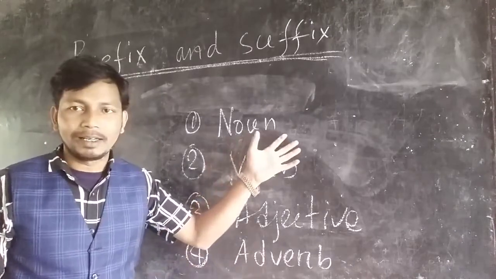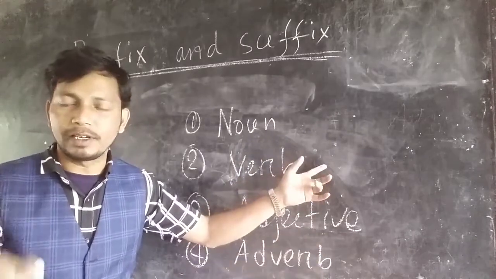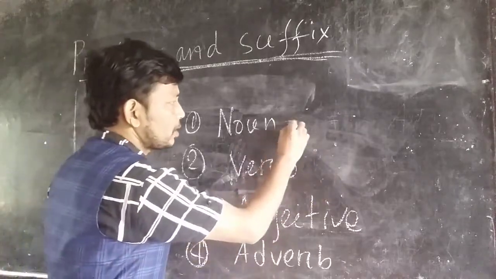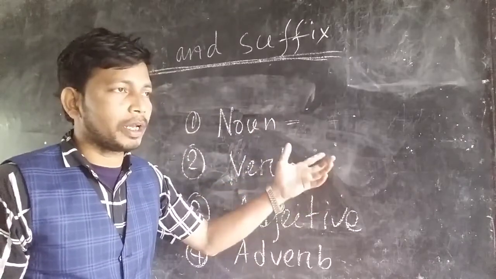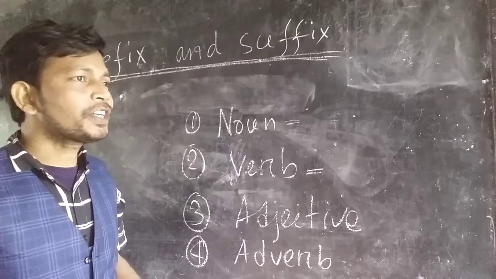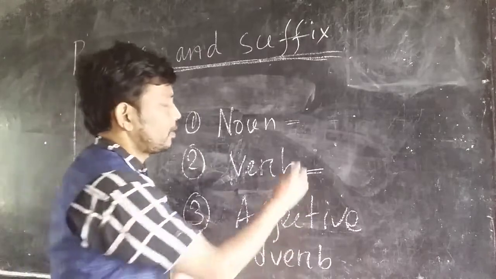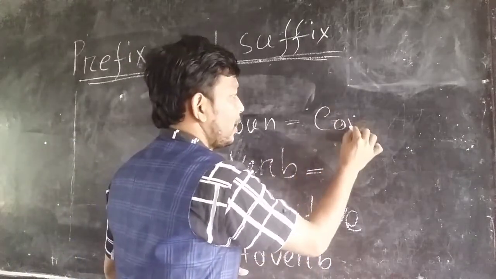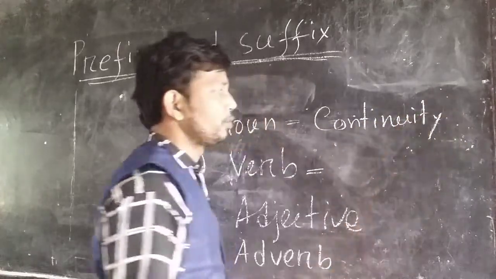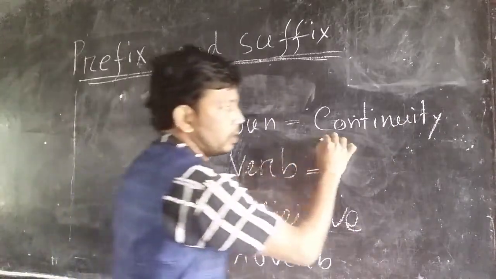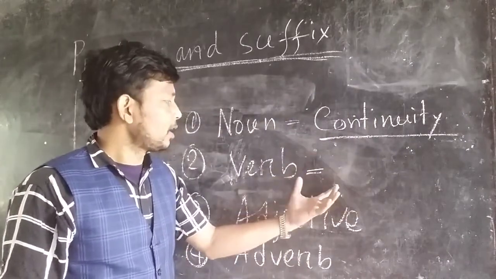If you can change all these parts of speech into different ones, then you will be able to answer in your exam. How? Here one thing is written, noun, and you have to know how you can make a noun into a verb. Take one noun, I am giving the word continuity, and this is a noun. You can make it a verb.